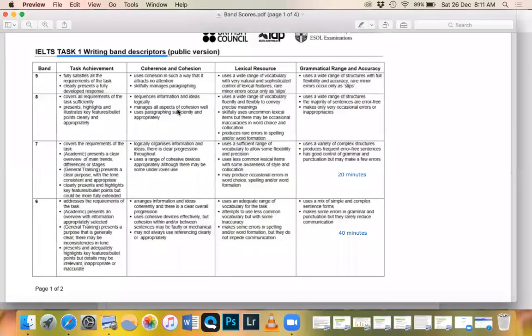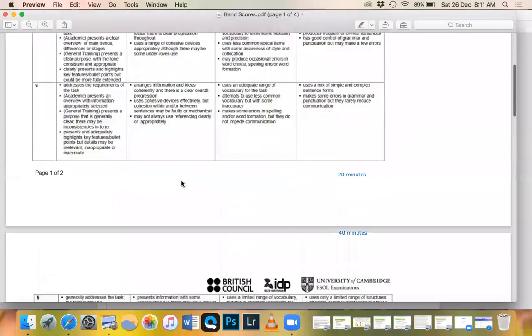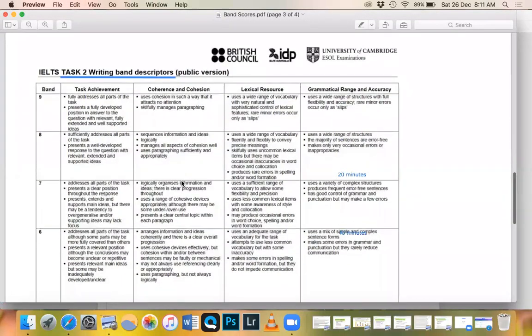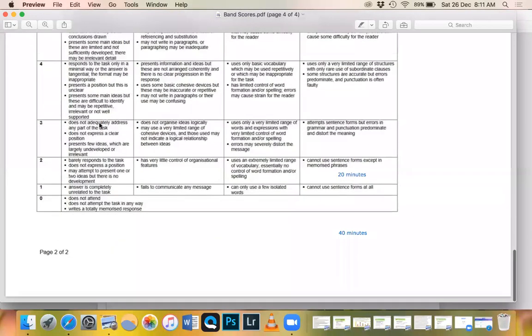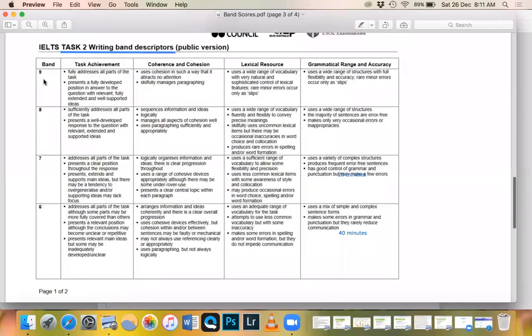So if we have a look here, we have 4 different criteria: task achievement. For task 2, we have task achievement as well. Then we have coherence and cohesion, lexical resource, and grammatical range and accuracy. So for each of these different criteria, we get a band score from 1 until 9.